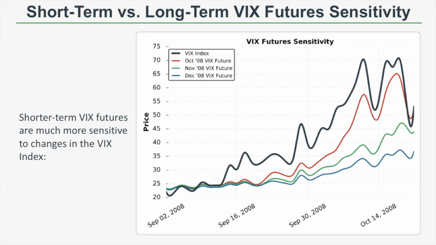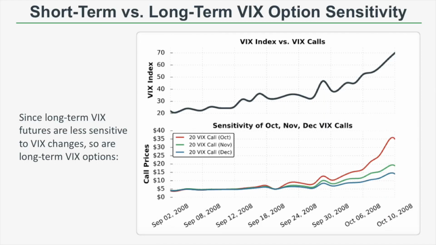Now, since VIX options are tied to each VIX future, those VIX options in longer-term cycles are going to be less sensitive to changes in the VIX index. So let's go ahead and look at VIX call options in each of these VIX option cycles. As we can see, the same VIX move over that same period: the VIX started around 20 and rose to 70. Now we're going to look at the bottom part of this chart, which shows the call option with a strike price of 20 in the October, November, and December expiration cycles.